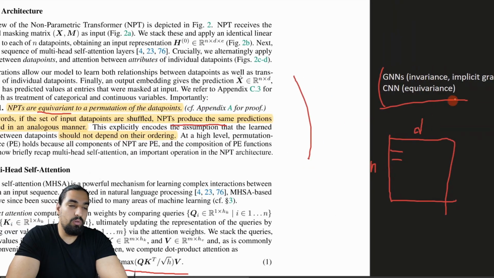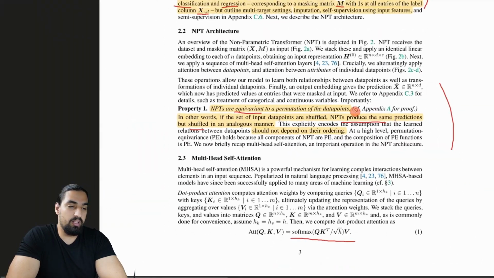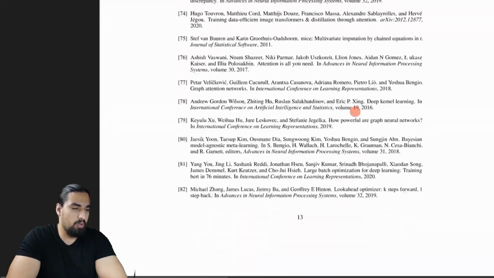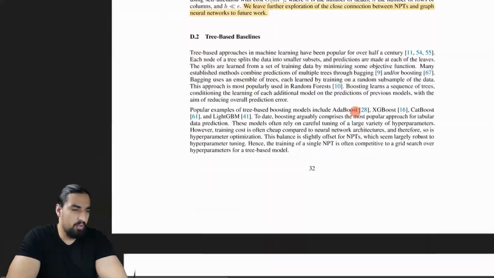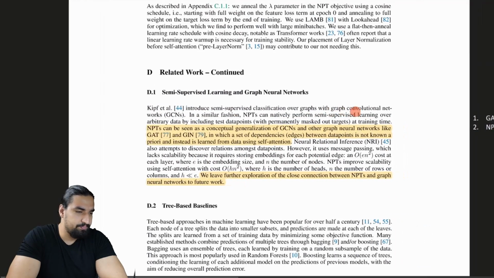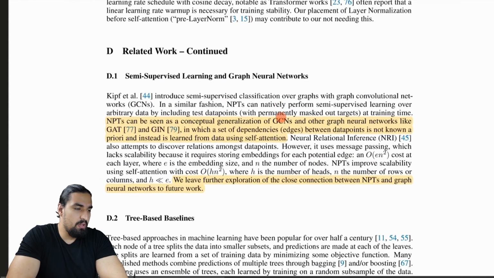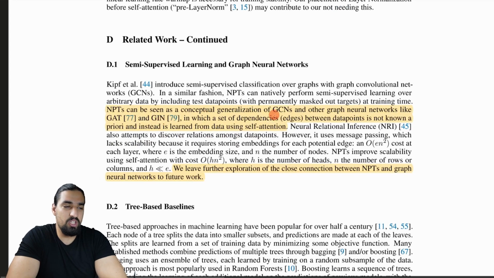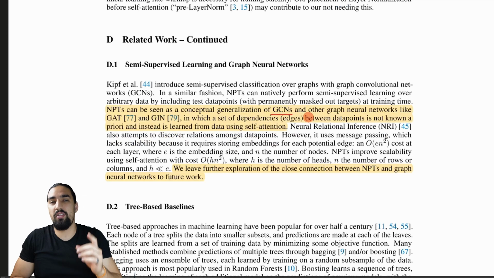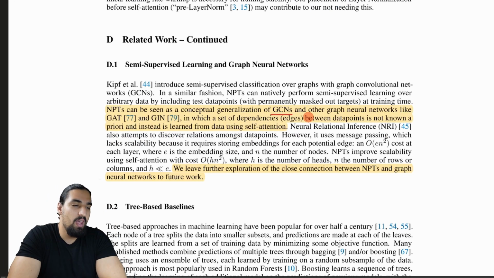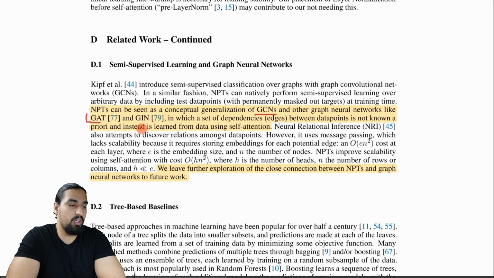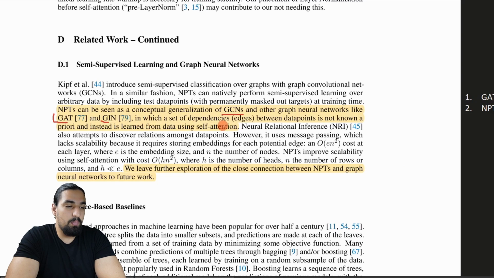That's the important part. Now let me give you some connections with CNNs and graph neural networks, and hopefully you'll find that useful. Okay, where are we? Yep, here it is. They mention that MPTs can be seen as a conceptual generalization of graph convolutional networks, and I've covered that in my previous video. You can check it out, I'll link it somewhere here. And the other graph neural networks like GAT, the graph attention network, I've covered that one as well, and GIN, in which a set of dependencies, edges between data points, is not known a priori, and instead is learned from data using self-attention. So this is the interesting part.